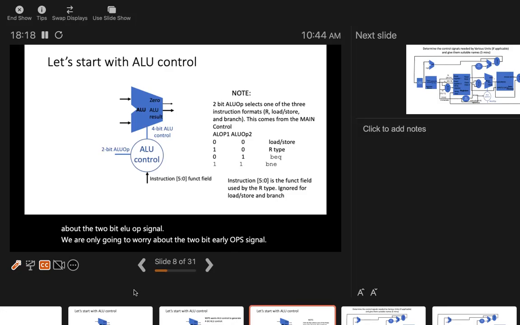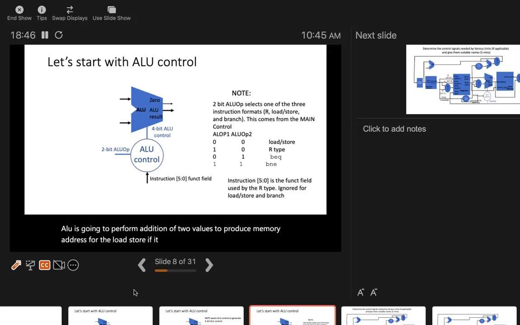Now, this is how the ALU op is going to work. ALU op has 2 bits, right? Let's call them ALU op 1 and ALU op 2. If ALU op 1 and ALU op 2 are 0, 0, then that means it's for a load store instruction, which means that the ALU is going to perform addition of 2 values to produce a memory address for the load store.